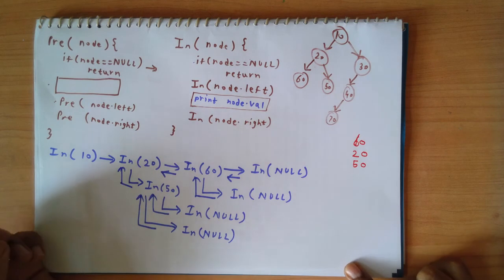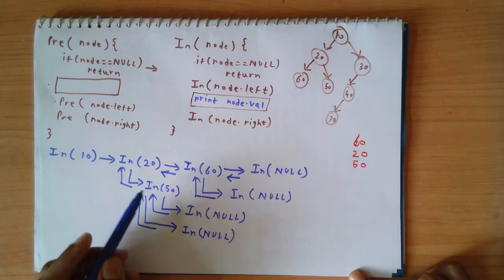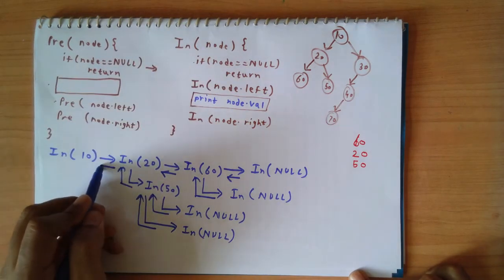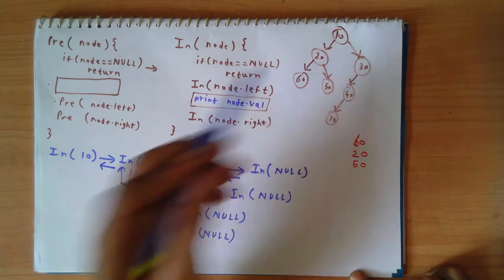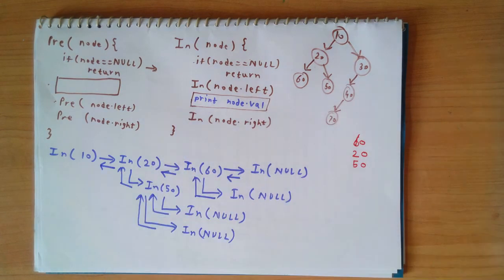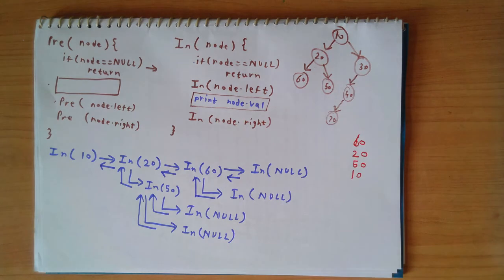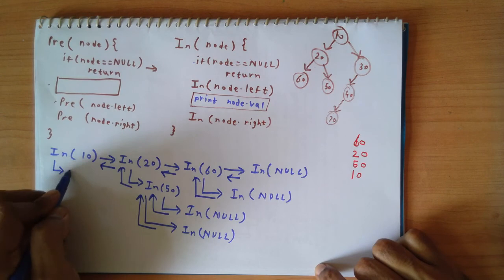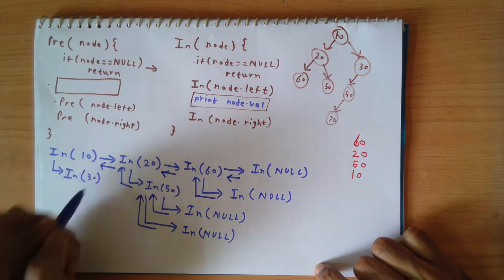And once I return back to 20, I had come to 50 as the right child. So this also completes the recursive call for 20, and I go back to 10. And I had come to 20 as the left child of 10, so I have to perform the next statement for 10, which is print the contents, and I'll print 10. And the next statement is to perform in order traversal on the right subtree, so I will call in order traversal on the node 30.